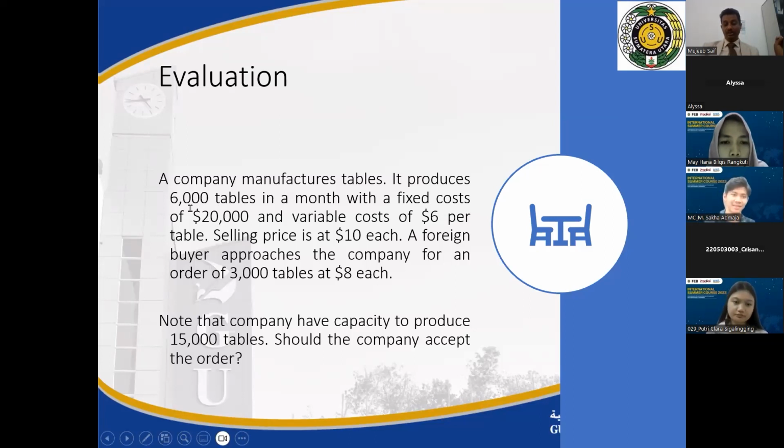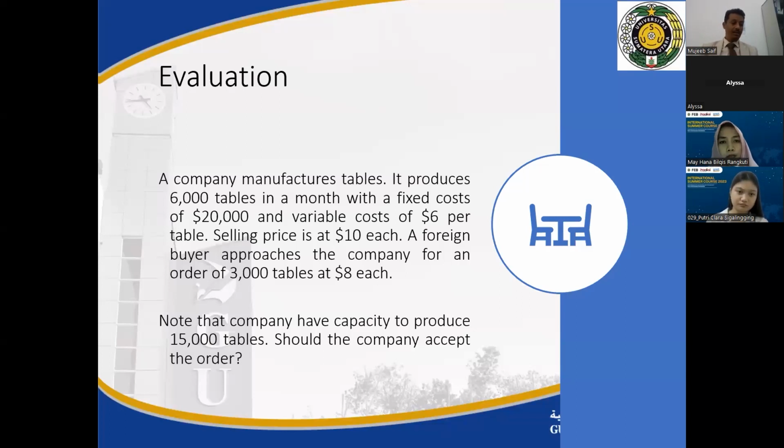So if you divide 20,000 by 6,000, it will be around $3.33. That means the cost per one table is $6 as a variable cost and $3.33 as a fixed cost for each table. That means the total cost will be $9.33. So what is the scenario here?